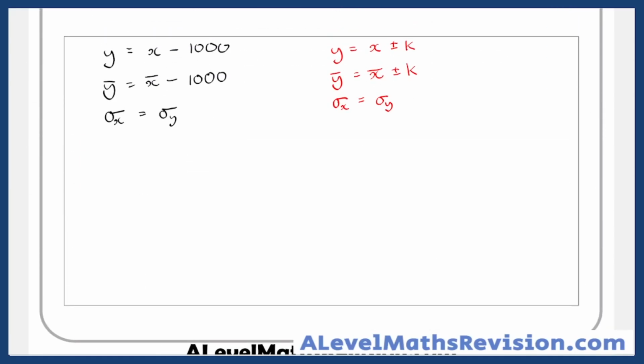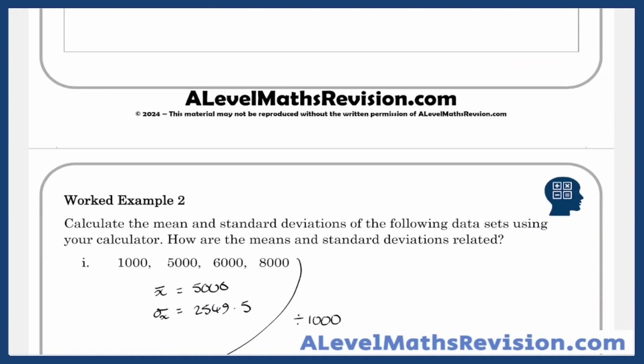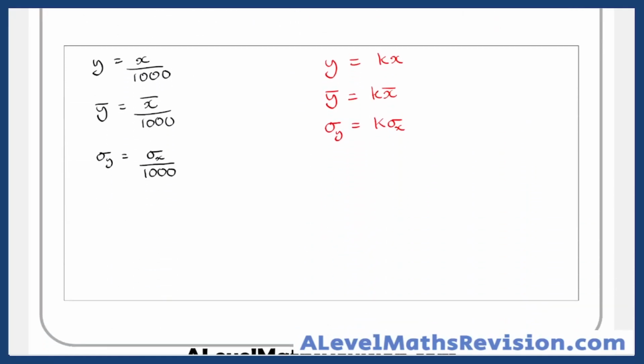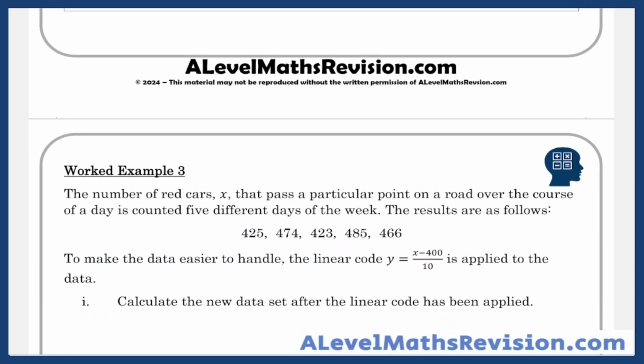So when it's just a translation, it affects the mean but not the standard deviation. If multiplying by a factor, it affects both the mean and standard deviation by that factor. Really important point to remember. And that there is the basics of linear coding.